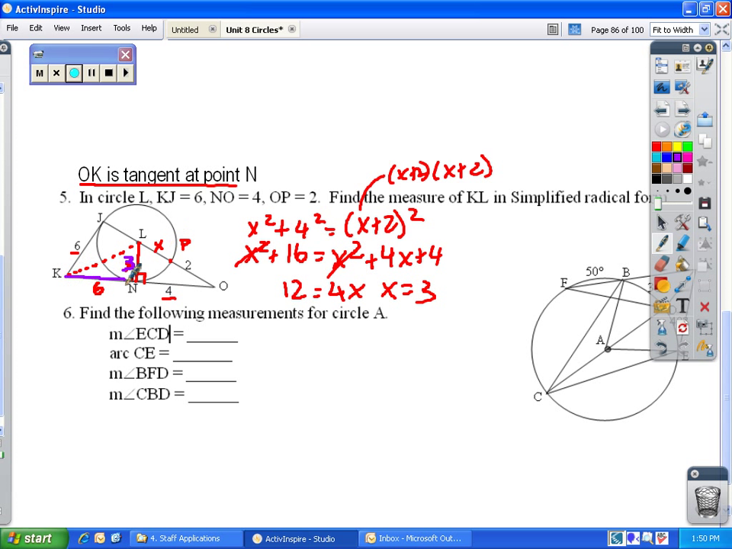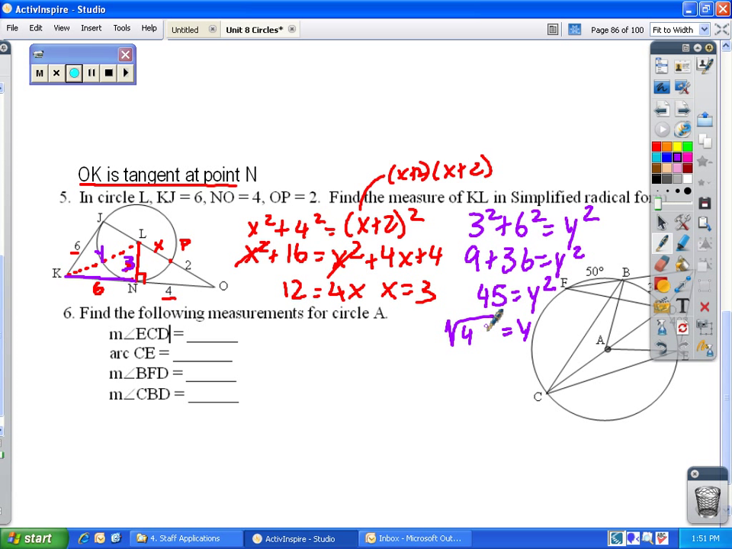So now KL makes another right triangle, and that's our new thing that we're looking for. I'm going to call it y. And so now I can say that 3 squared plus 6 squared equals y squared, and that would be 9 plus 36. 9 plus 36 is 45, equal to y squared, and so y is the square root of 45, which is the same thing since 45 is 9 times 5. That's the same thing as 3 root 5 equals y.